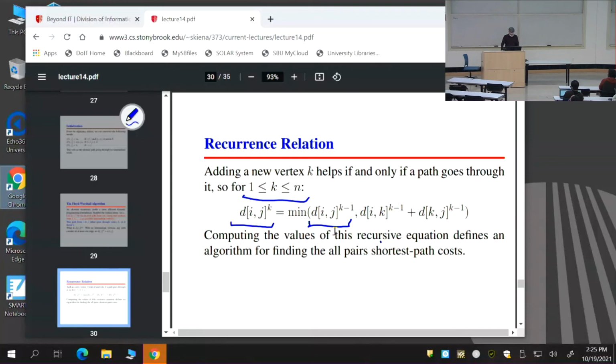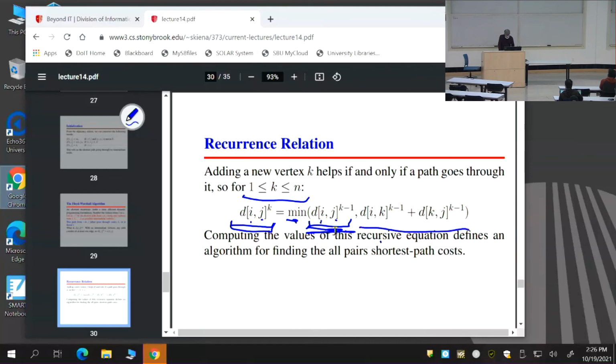What is the idea here? If D sub ij is the cheapest way to get from I to j using vertices 1 through k as possible intermediaries, my claim is that it is the cheaper of two possibilities. One is we didn't bother to go through vertex k, in which case it's the cheapest way to go from I to j using vertices 1 to k minus 1 as intermediaries. K is no good.